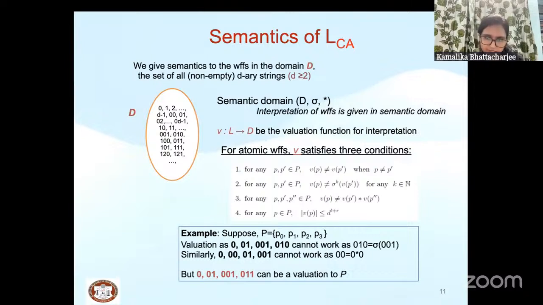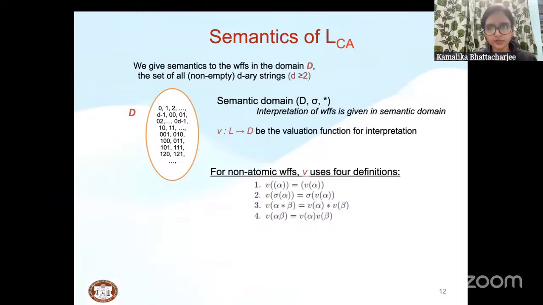So, for example, suppose we have four propositional atomic formulas, propositional constants and variables. We cannot give the valuation as 0, 0, 1, 0, 0, 1, 0, 1, 0, because 0, 1, 0 is nothing but a shift of 0, 0, 1. Similarly, 0, 0, 0, 0, 1, 0, 0, 1 also cannot work because 0, 0 is nothing but 0 star 0. But if we give it as 0, 0, 1, 0, 0, 1, 0, 1, 1, or suppose 0, 0, 1, 1, 0, 1, 1, this can be a valid valuation.